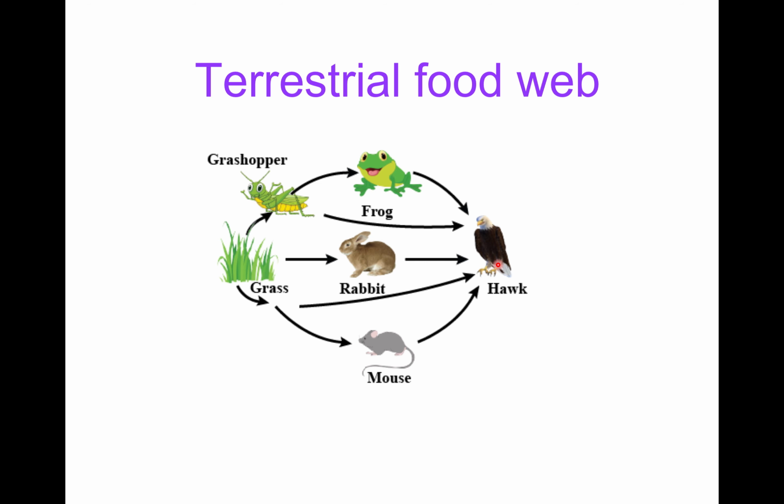This is the first food chain. This is the second food chain. This is the third food chain. This is the fourth food chain. So there are so many food chains in one example of food web.